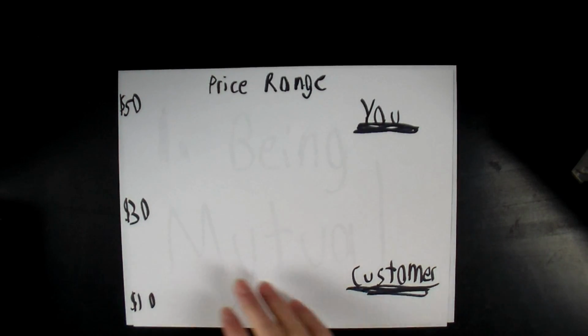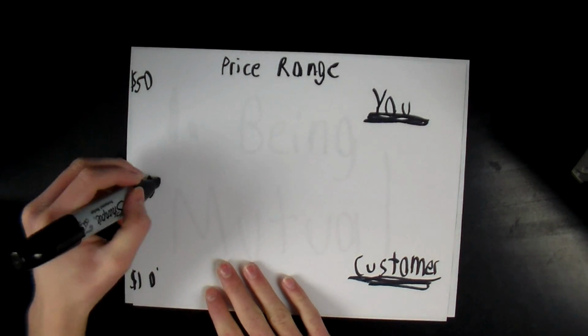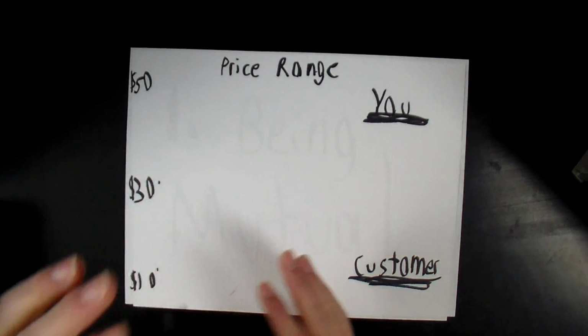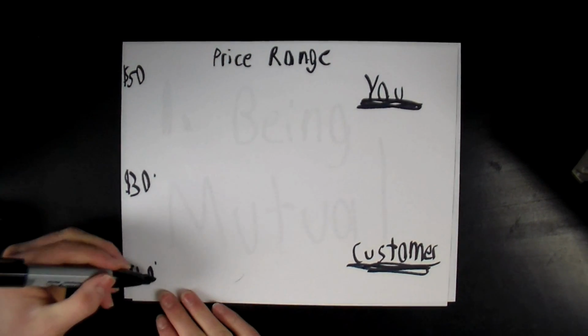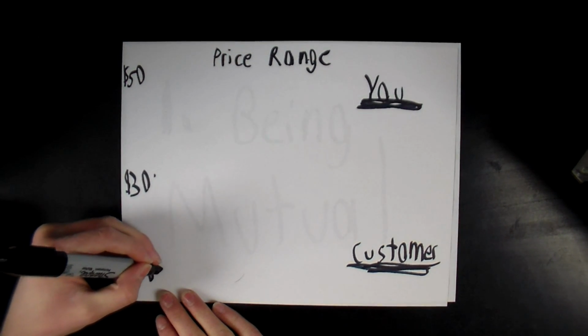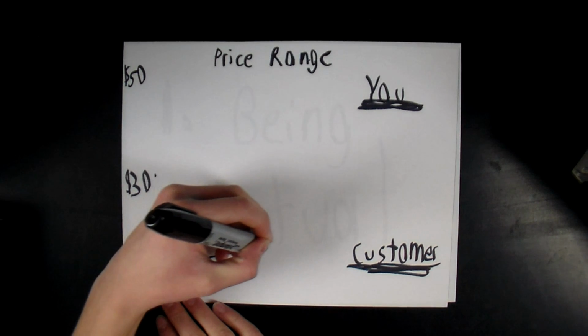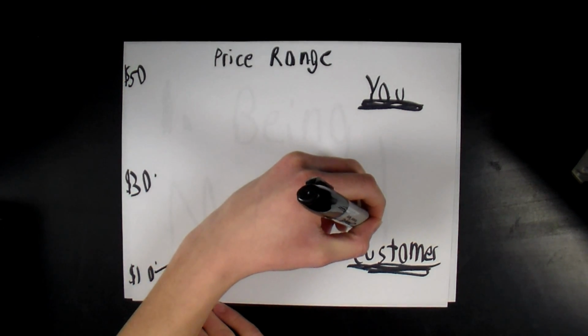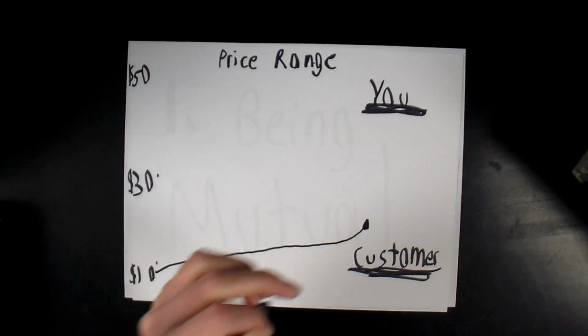Okay, so finding a price point that can satisfy you and the customer at the same time, being mutual. So let's take a look at our diagram here. We're going to work with three price ranges today: $10, $30, and $50. The thing is, 10 bucks is going to go more toward the customer and not so much towards you. Your customer will be like, oh, 10 bucks, okay.